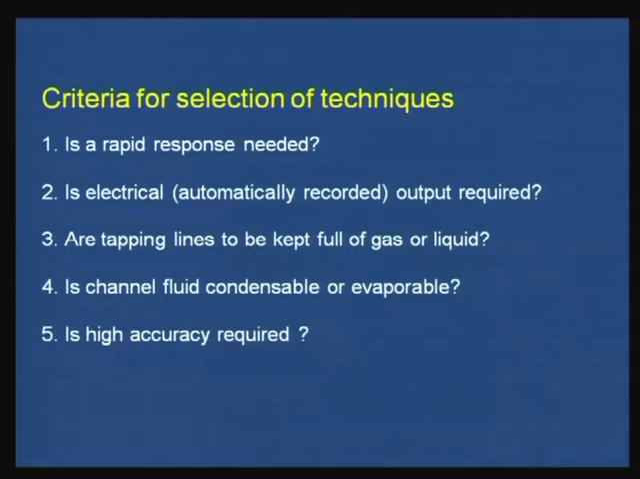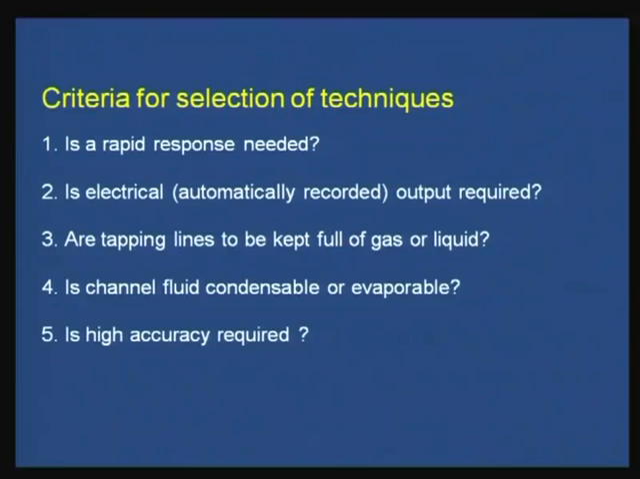Usually when we try to measure fluctuations, it is of pressure and not of pressure drop, okay. So therefore it is always wall mounted pressure transducers. Next is, if you need an electrical output, or in other words you want to record the output from a manometer, you can never do it, okay. So therefore for such cases you have to go for a DP transducer. If electrical output is not needed, liquid manometers are fine.